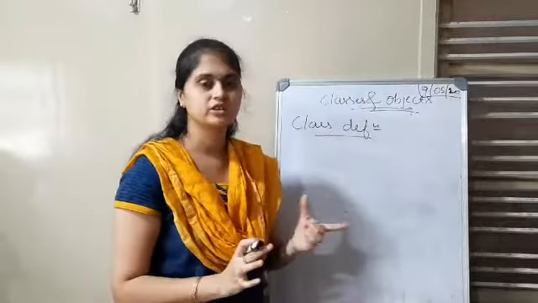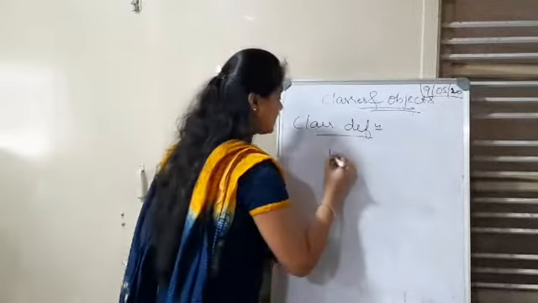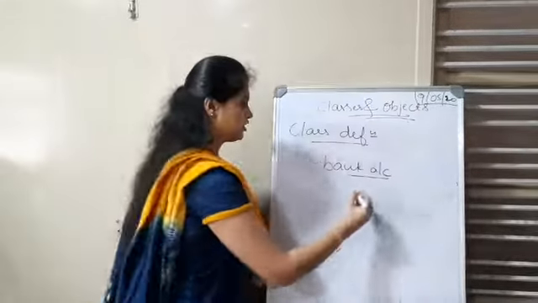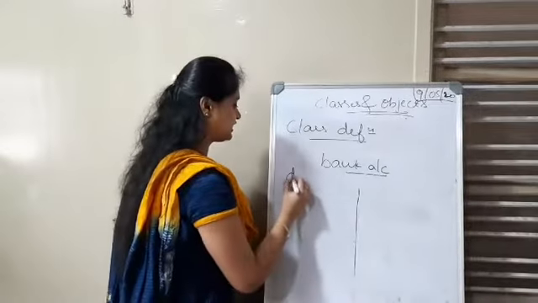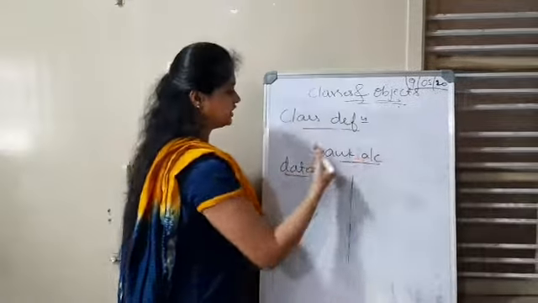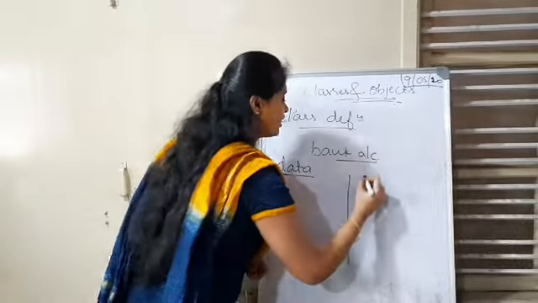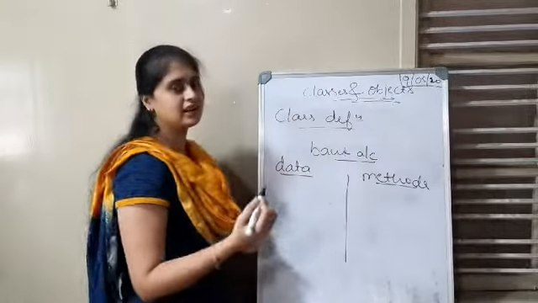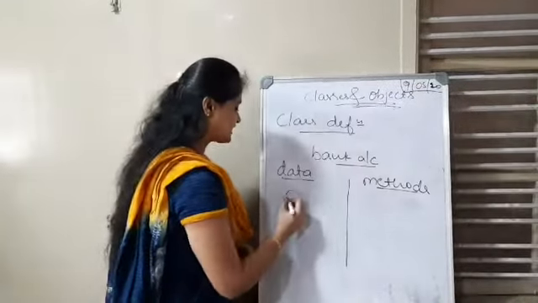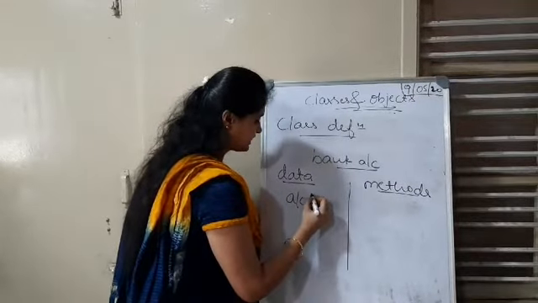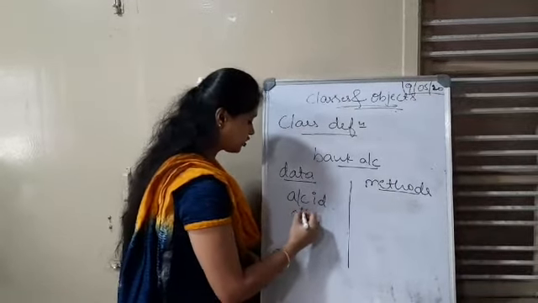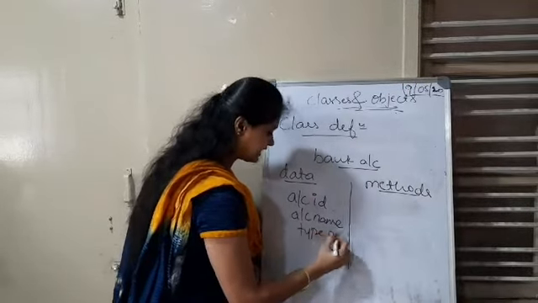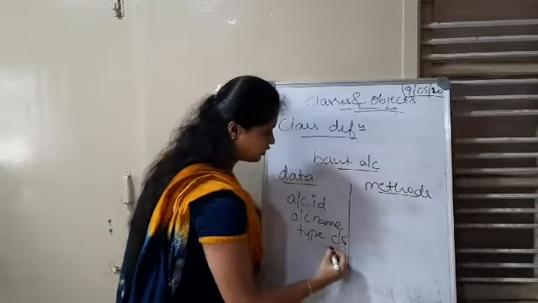Take a bank account as an example so that I can explain easily. In a bank account, you divide into two parts: first, what data you have in your bank account, and what methods or functions you perform. The data is the account ID, that is the account number, then the account holder name, and the type of account, maybe a current account or a savings account, etc.